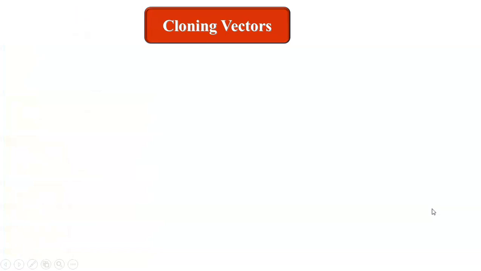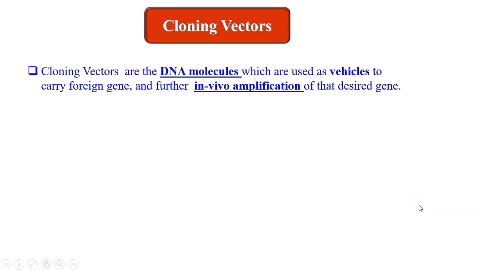The next biological tool is cloning vectors. Cloning vectors are DNA molecules, and they are used as vehicles to carry the gene of interest or foreign gene, and for further in vivo amplification. In PCR, we have seen the multiplication of the DNA segment, but it was in vitro, in the laboratory, whereas here it is in the living cell, in vivo.